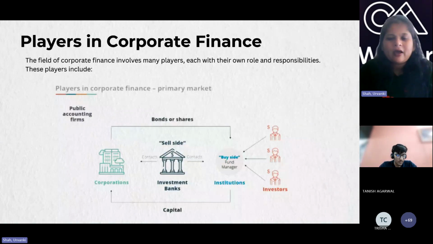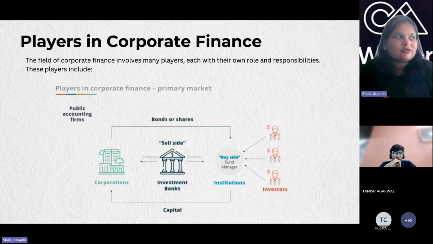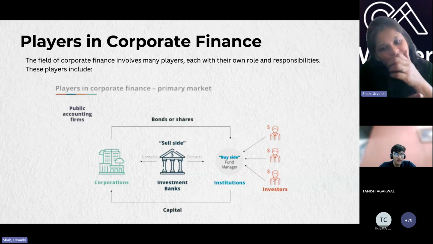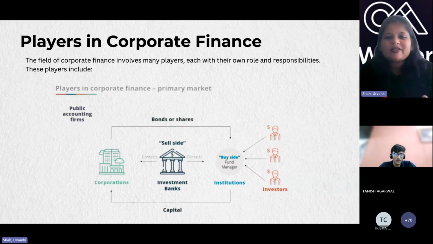Now, who are the major players in corporate finance? Investment bankers, as we know, with bonds or shares as the instruments for funding. Then you have capital, and then you have investors. There can be institutional investors, and there can be retail investors, who are the buy side of the contracts. And then there is the sell side.